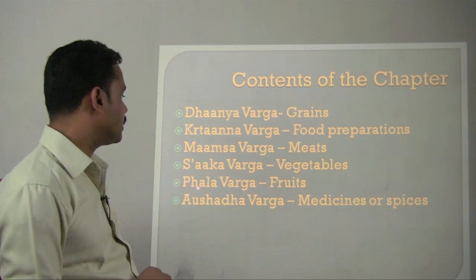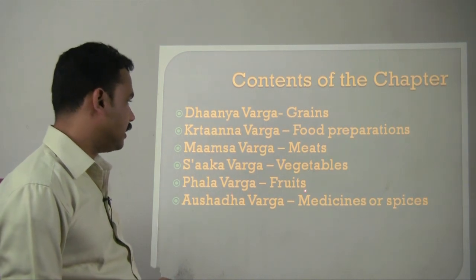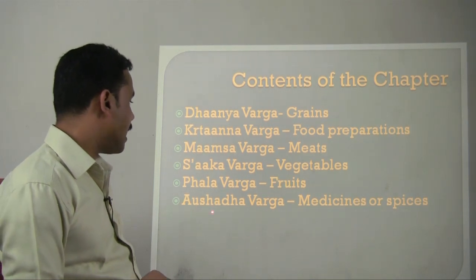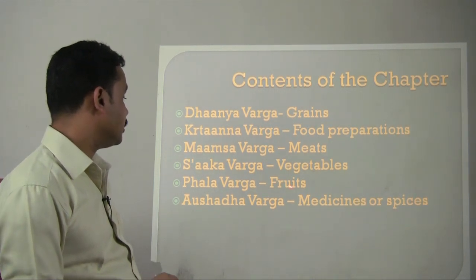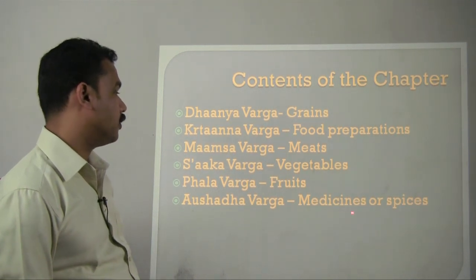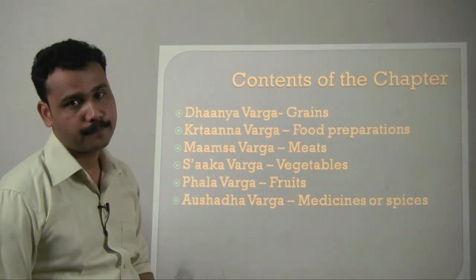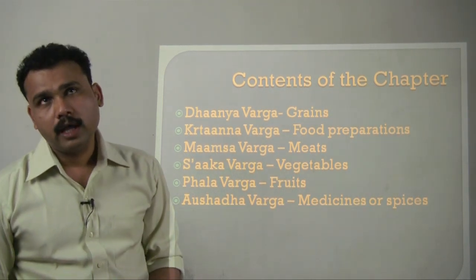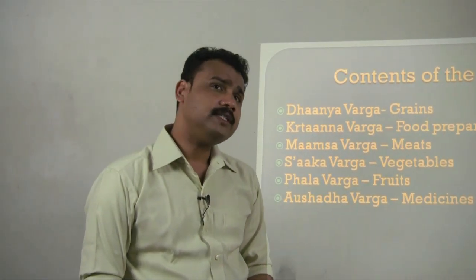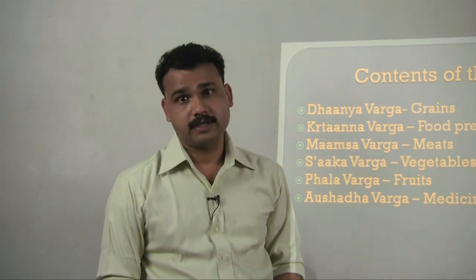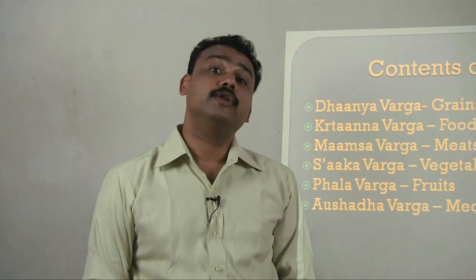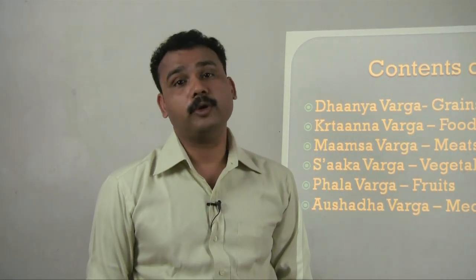And the next group is Phala Varga, where they list different types of fruits. And the last varga is Aushadha Varga, which is the group of spices and condiments, or the medicines. So, as we have already discussed in the last chapter, what is explained first is the most important thing and also the most used, Bahu Upayogitvat.